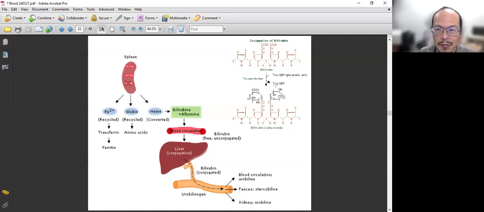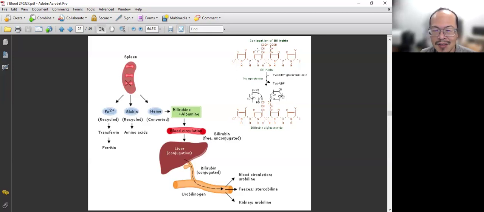So here is the process of conjugation. Don't need to worry about the chemical process. The basic idea is that bilirubin is active in a way that it can become toxic to our body. So we need a chaperone to carry it, but the liver will conjugate it with a sugar coating, so it will make it not so potent. That's what the liver does. The liver is very good, like a detoxification organ.